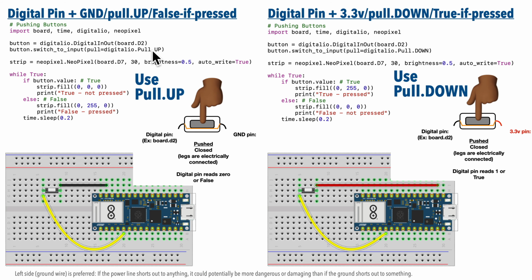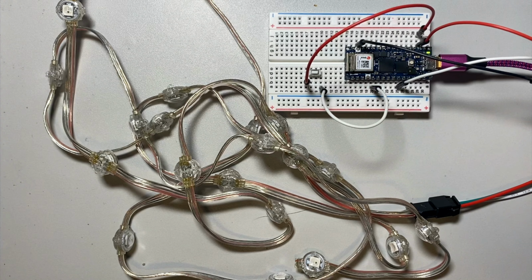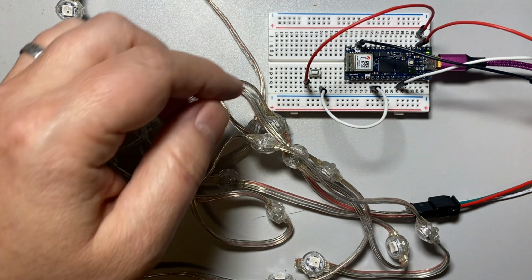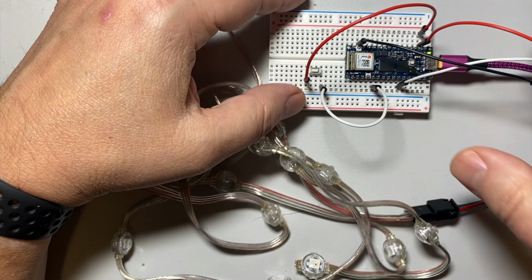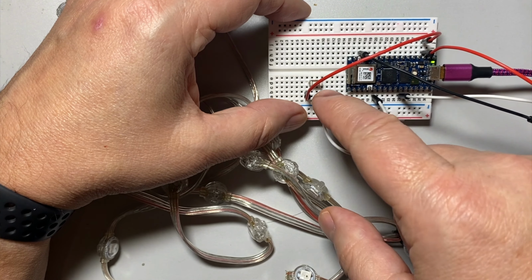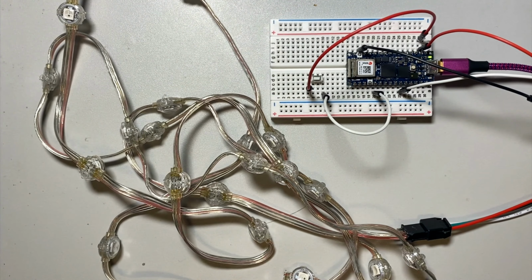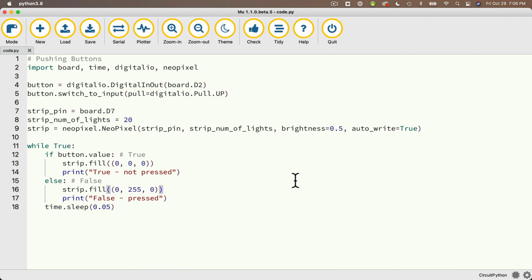But just to show you, and you can follow along if you'd like, I've wired up this button, but now instead of a ground wire, I'm running the wire that isn't the digital pin to 3.3 volts, the always on pin, so I don't have a ground in this wiring scheme anymore. So I need to go back to my code, change the resistor to pull.down. I'm also going to change the color for true to green, and I'm going to make sure that it prints true pressed. And for false, I'm going to make sure that I turn off all of the lights, and I'm going to print false not pressed.